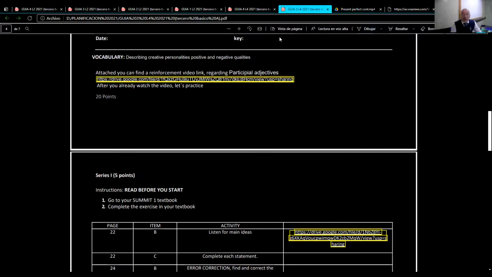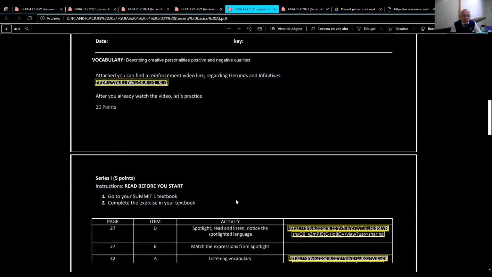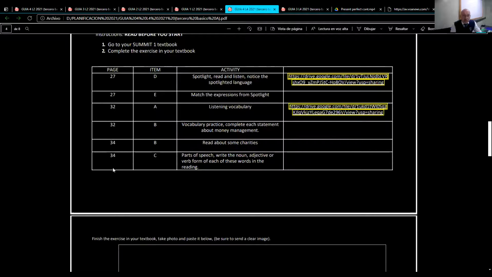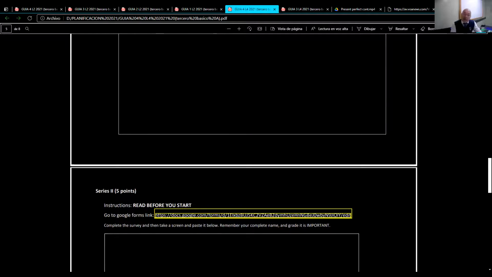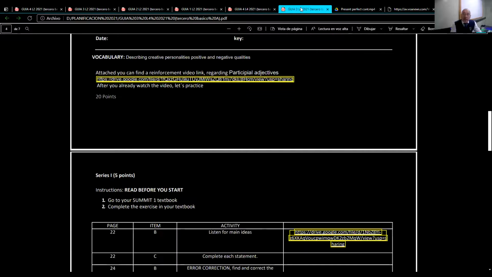Also, in our last guide, you can see that we use page 34, but as a reference for our last exercise, to make our graphic organizer, page 36. And now, let's get back to our guide number 3. We're going to see a video about participial adjectives. Don't forget this word, how to pronounce it and how to write it. Let's go ahead and watch this.